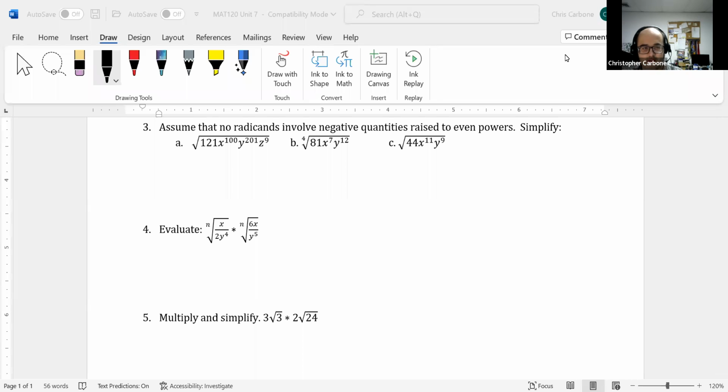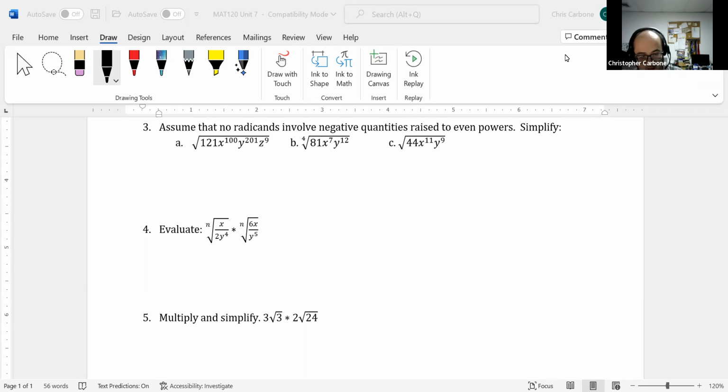Welcome to question number 3 of our radical functions review. I want to simplify these expressions and assume that no radicands involve negative quantities raised to even powers. So we do not need the absolute value bars for this one.